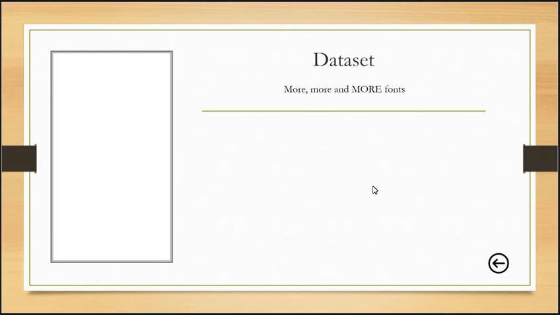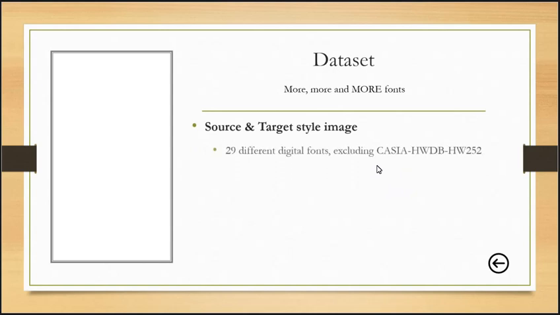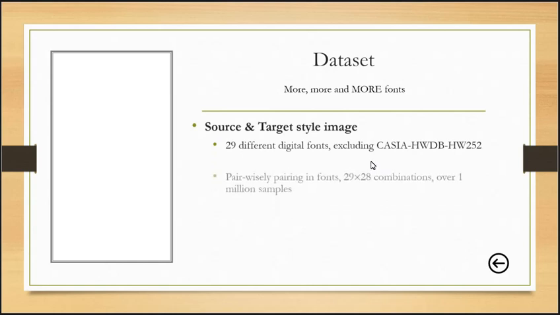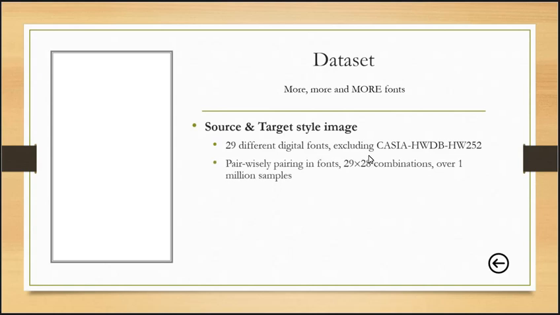So what we need to do is to augment our dataset, to try to overcome the problem of dataset deficiency. The augmented dataset should have more and more data. We use source and target style images with a larger training set. According to this intuition, we use 29 different digital fonts except HW252, which is the target style we want to finally generate. This contains semicurve, cursive, and etc.